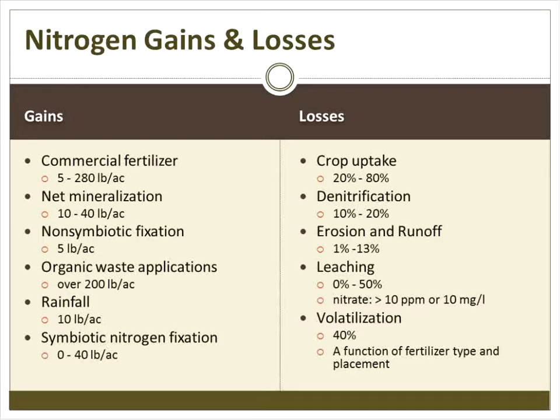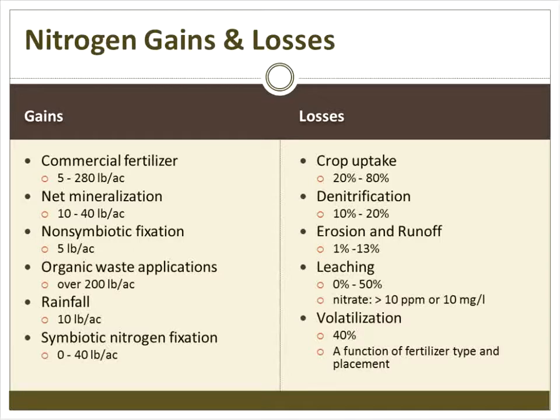So when we're looking at gains, what kind of amounts of nitrogen are we talking about? Well, if you are indeed applying commercial fertilizer, about the least amount you can get on a crop is 5 pounds. Sometimes we go up as high as 280 pounds for our nitrogen fertilizer needs. There are few crops in North Carolina that would need more than 280 pounds of actual nitrogen per acre.